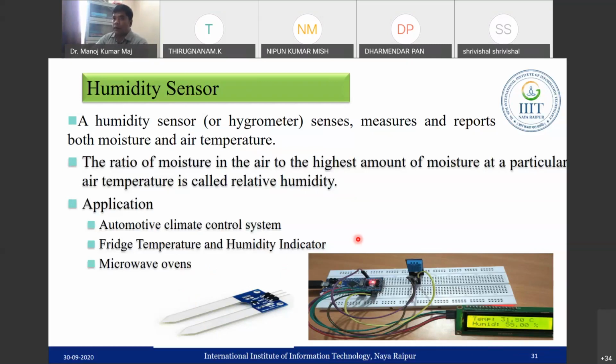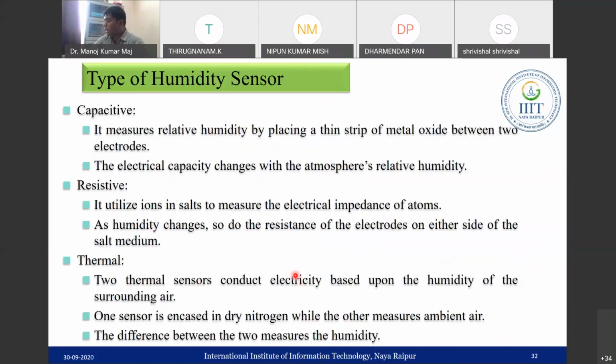Next, there are different types of humidity sensors. Mainly the capacitive type is there. It measures the relative humidity by placing a strip of metal oxide between the electrodes.